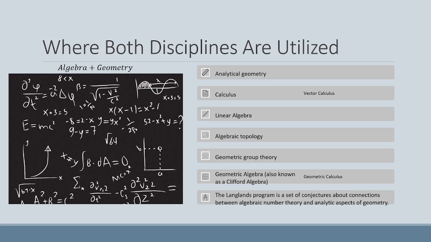We also have geometric algebra, which is often called Clifford algebra. And it's the manipulation of geometrical objects such as vectors, and it's a little more complicated than that. But one branch of that is geometric calculus, which involves more of the calculus side of differentiation and integration. And there's also what's known as the Langlands program, which is a set of conjectures and connections between algebraic number theory and analytic aspects of geometry.